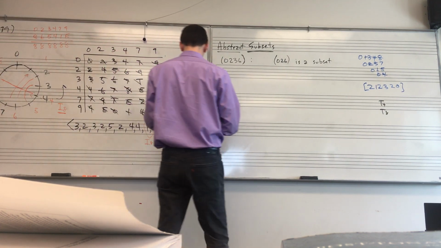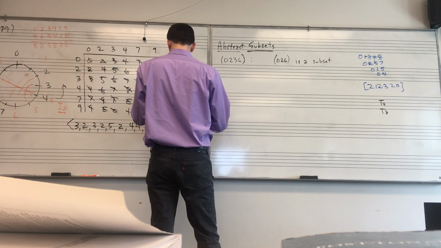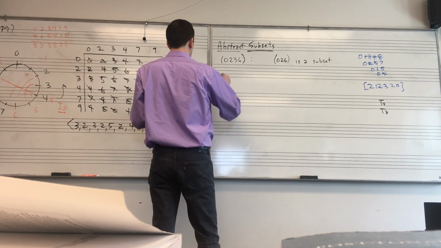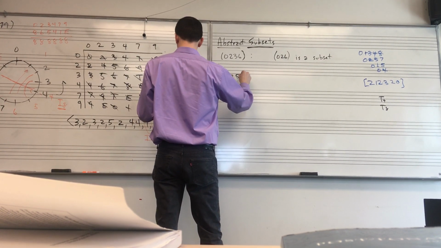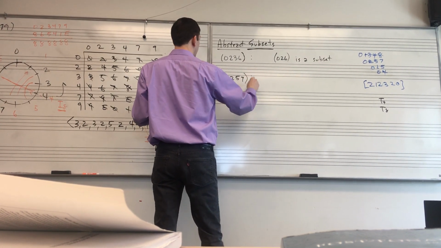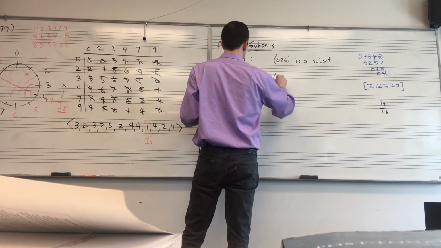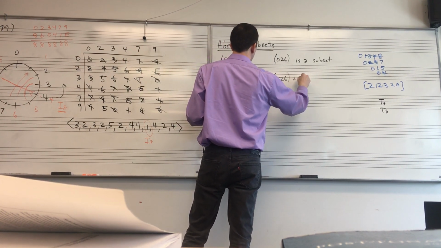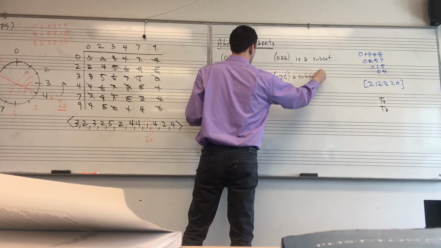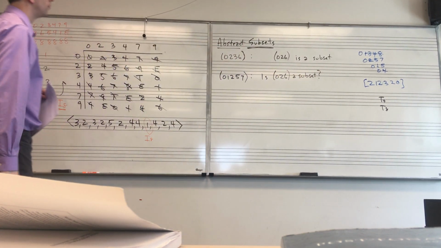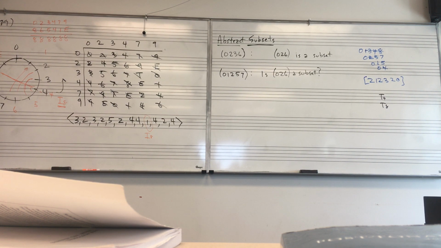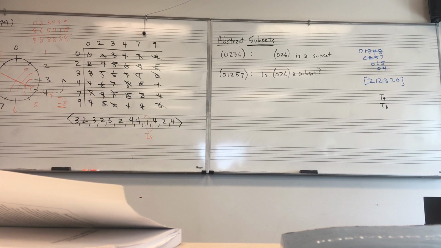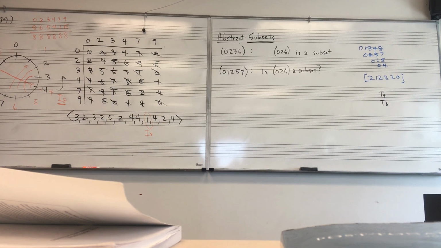Okay, question. Let's take 0, 1, 2, 5, 7, prime form. Is 0, 2, 6 a subset? No. Maybe 0, 2, but not the 6. If you go backwards, is that okay? It is a subset, because if you start at 7, you can go both ways.